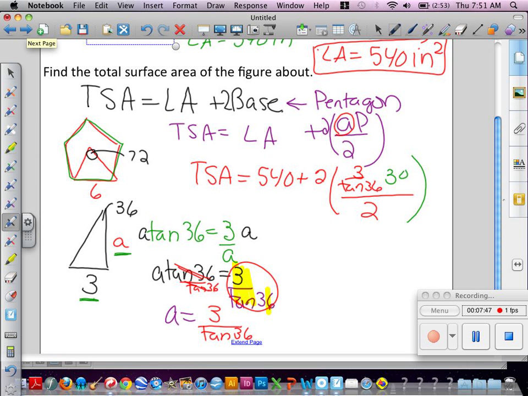Now, I'm looking at this total surface area. I still have my 540 plus. I see that this 2 will cancel with this 2 right here. So now, this is what I have to punch into my calculator. So I need to take 3 divided by tangent of 36 and then times it by 30.